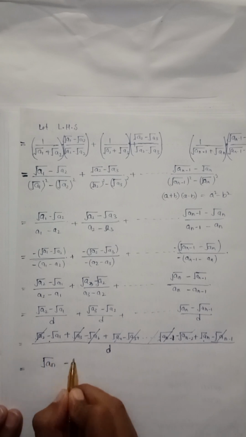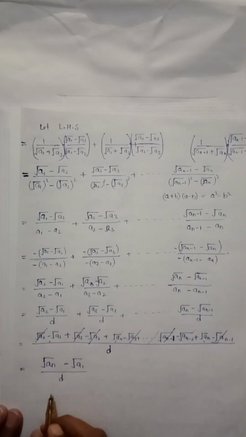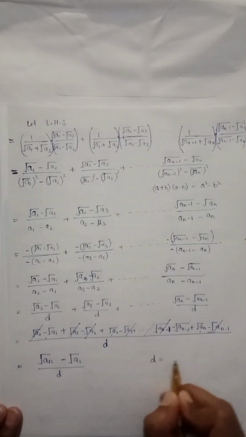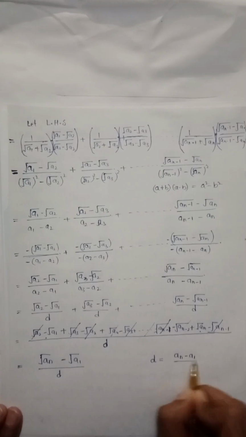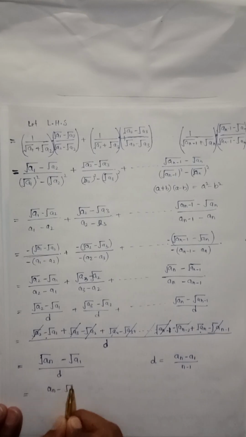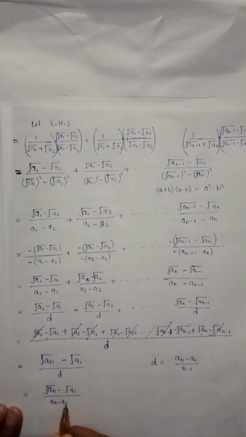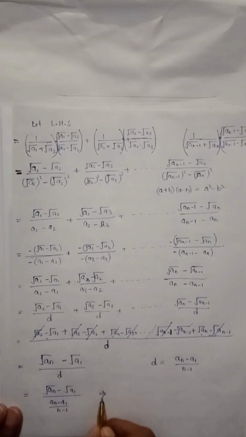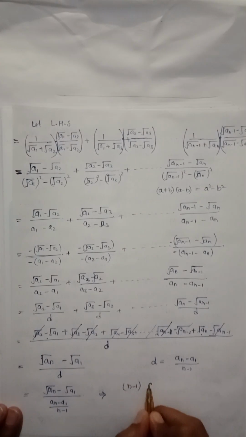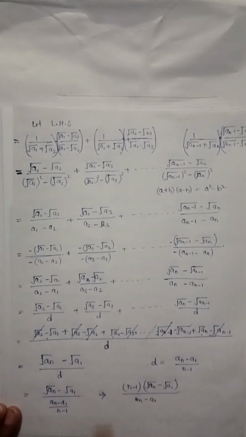ये इसलिए लिखा है ताकि ऊपर वाला नीचे वाले के साथ कैंसिल हो सके और आपको पता है कि a स्क्वायर माइनस b स्क्वायर किसके बराबर होता है (a प्लस b) इंटू (a माइनस b)। तो अब इसकी जगह पे हमने लिखना है n माइनस 1 इंटू root an माइनस root a1 ओवर (root an प्लस root a1) इंटू (root an माइनस root a1), ये कट गया और आपके पास बच गया वो है n माइनस 1 ओवर root an प्लस root a1. This is our RHS.